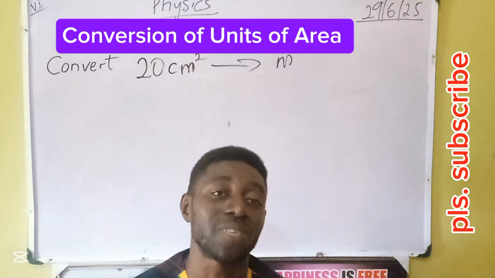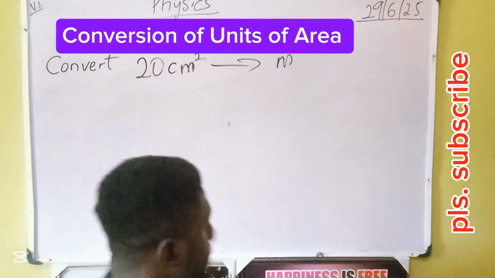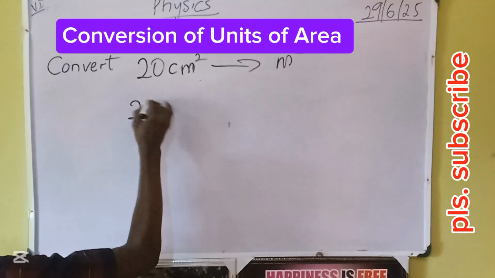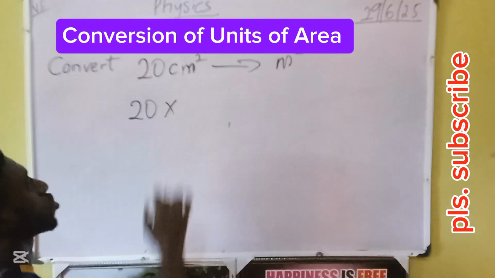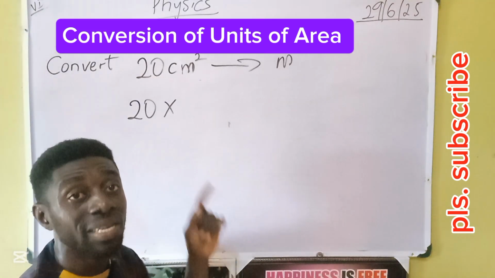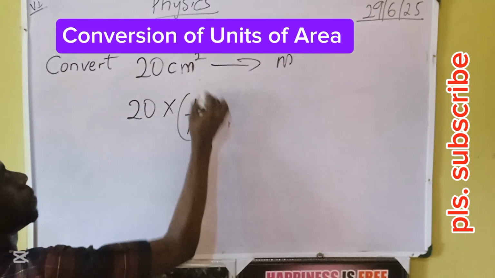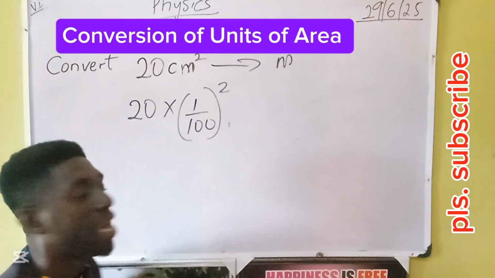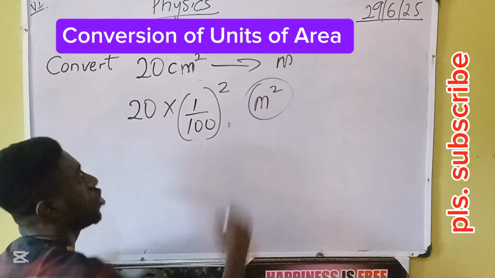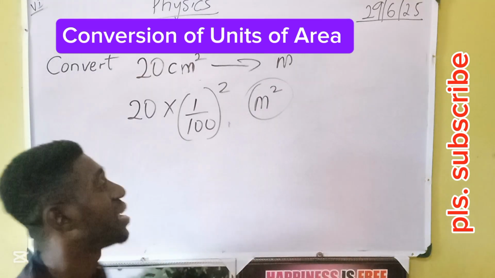Recall the word centi has a mathematical equivalent. Centi is 1/100. We go again. 20 times centimeter square. Recall that is square. The square will be distributed between centi and meter. We have 1/100. Give it its own share of square. Then give meter its own share of square. Job almost done. Then go on mathematically.